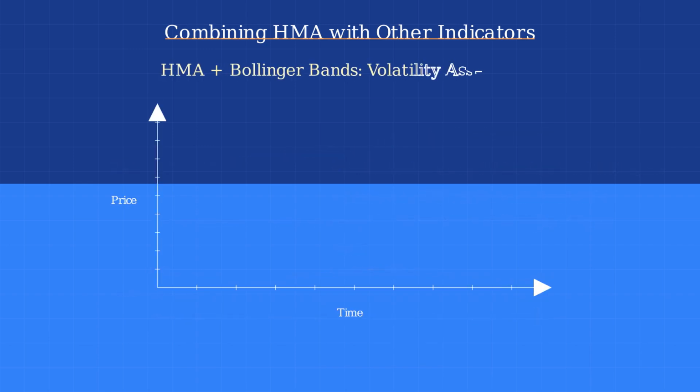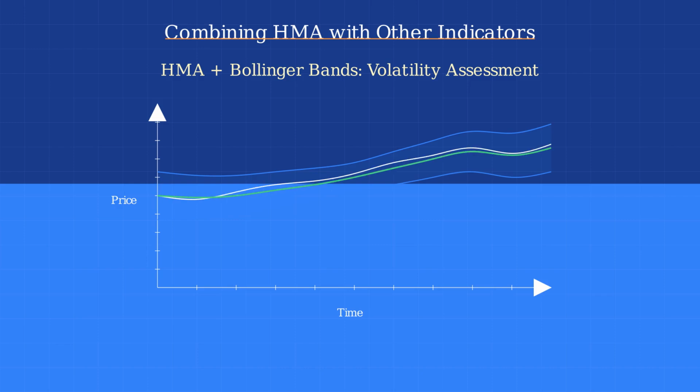Combining HMA with Bollinger Bands allows traders to assess volatility while identifying trends. Bollinger Bands expand during high volatility and contract during low volatility periods, creating a dynamic envelope around the HMA. The most reliable signals occur when price touches a band and then reverses back toward the HMA line, especially when this happens in the direction of the broader trend.